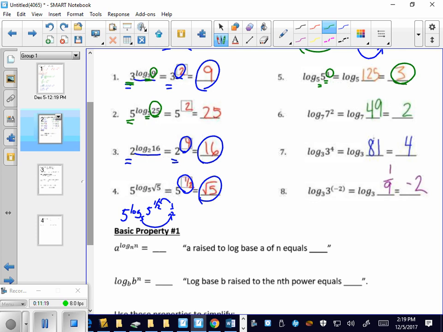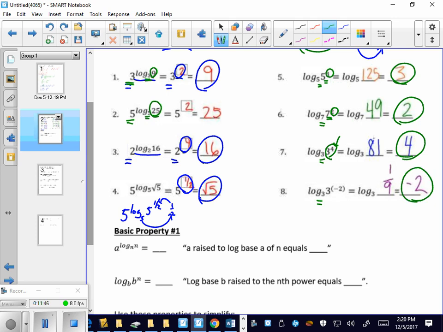This is saying, number 6, 7 raised to some power has to give me 7 squared. Well, what's the power? The power is 2. 2 is the answer. 3 raised to some power has to give me 3 to the 4th. Well, the power is 4. 3 raised to some power must give me 3 to the negative 2. The answer is negative 2.